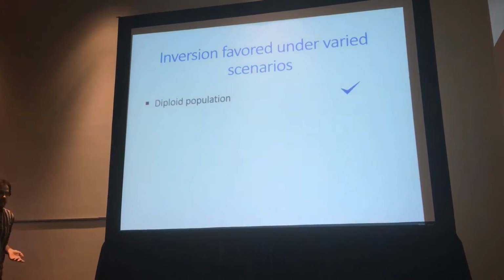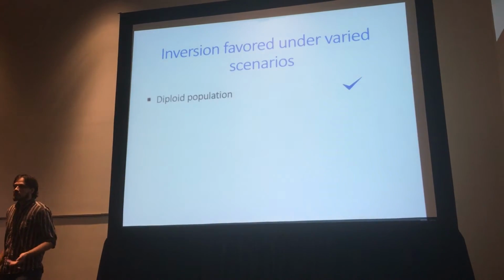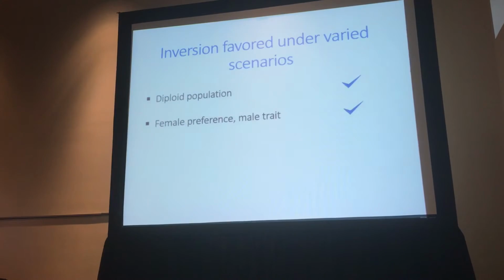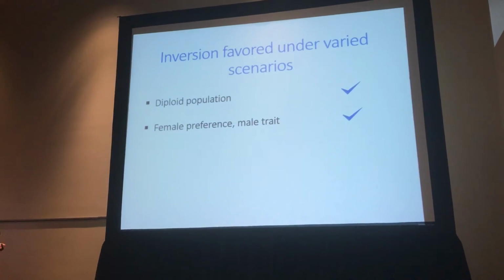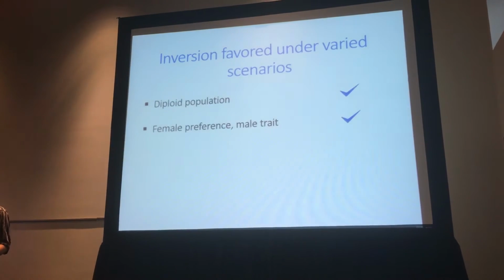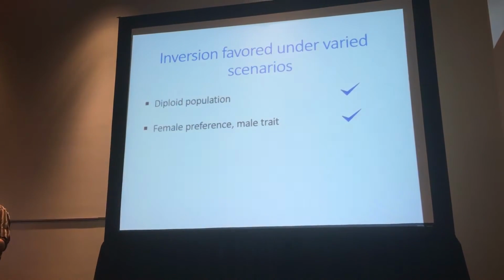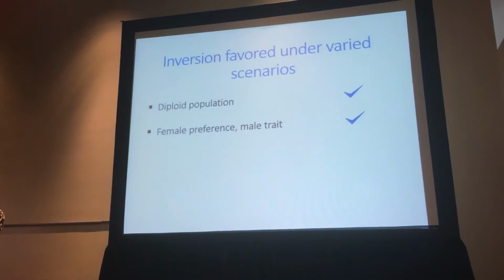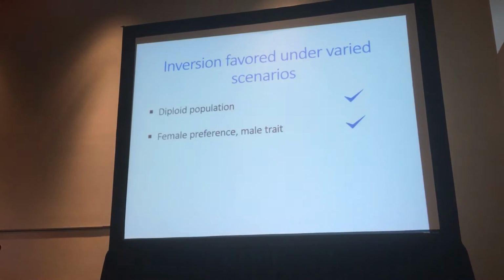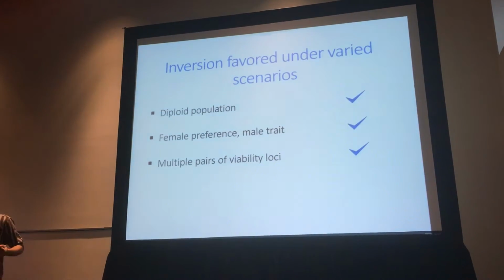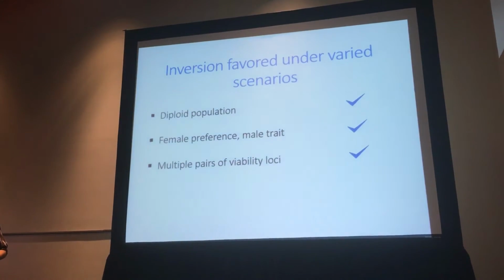First, we looked at diploid populations rather than haploid ones, and we found again that an analogous inversion is favored. We then looked at a model of female preference and male trait. In this case, rather than an assortative mating locus, you have a female preference locus and a male trait locus. And if an inversion captures either one of those loci together with a viability locus, again, it's selected for under wide circumstances.